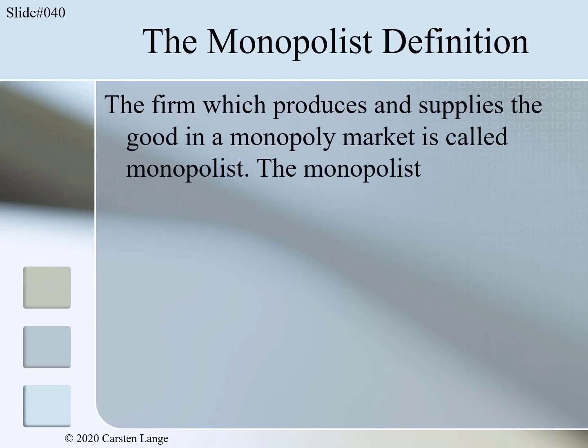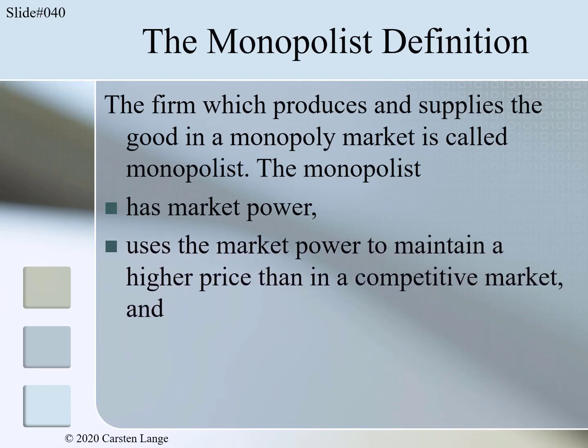The term monopolist was used already, but here I would like to give you a precise definition. The firm which produces and supplies the good in a monopoly market is called the monopolist. The monopolist has market power, and he uses the market power to maintain a higher price than in a competitive market. And this generates a higher profit. You will learn in the next module how the monopolist uses his market power to maintain a higher price and generate a higher profit. Here, we take it as a given that a monopolist creates a higher profit.